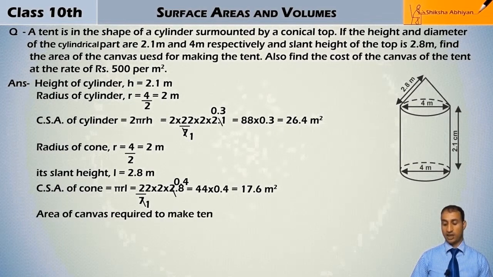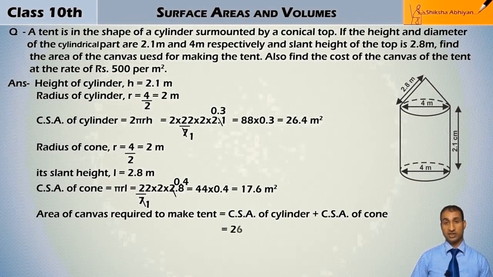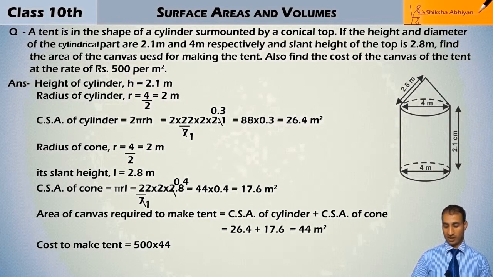Now the total area required to make the canvas is curved surface area of cylinder plus curved surface area of cone, that is 26.4 plus 17.6 is equal to 44 meter square. Now the cost to make the tent is equal to 500 into 44. That will give you 22,000 rupees. Question is completed.